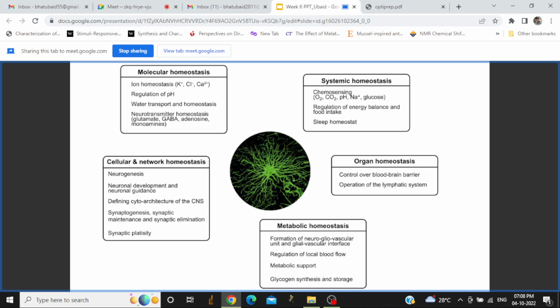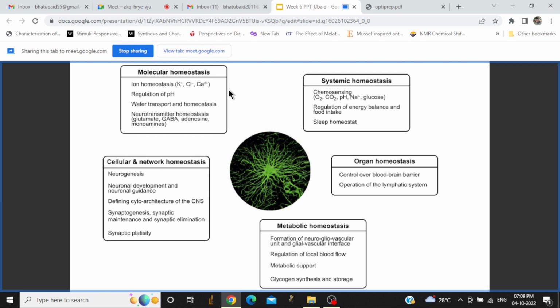Talking more about these astrocytes, they actually have a function in CNS development and aging also, and they maintain the homeostasis at all levels of the central nervous system, from the developmental stage to the maturation stage. Like at the molecular level, they maintain the ion homeostasis, like the concentration of ions in different cells, and the membrane potential because of these ions.